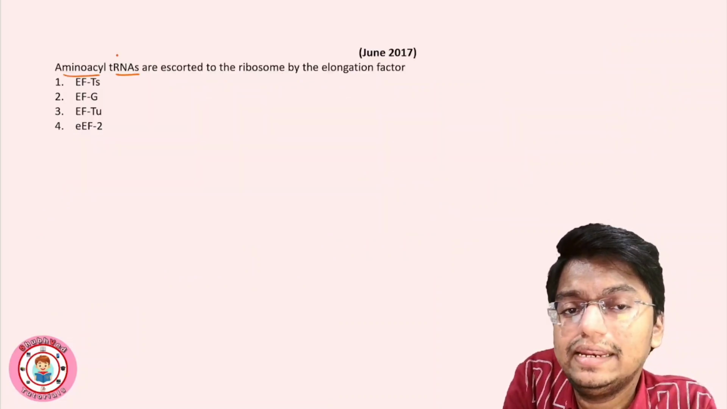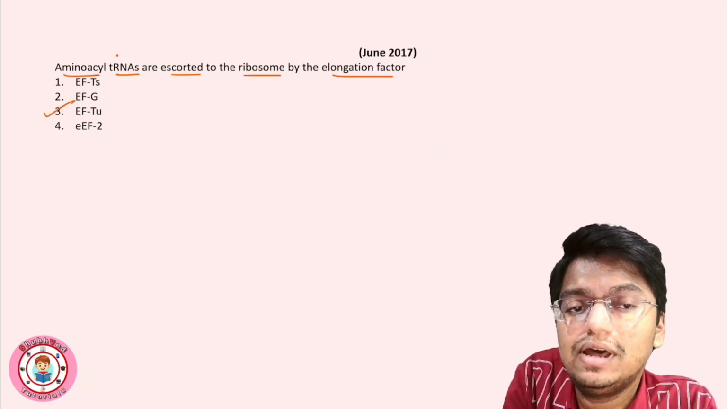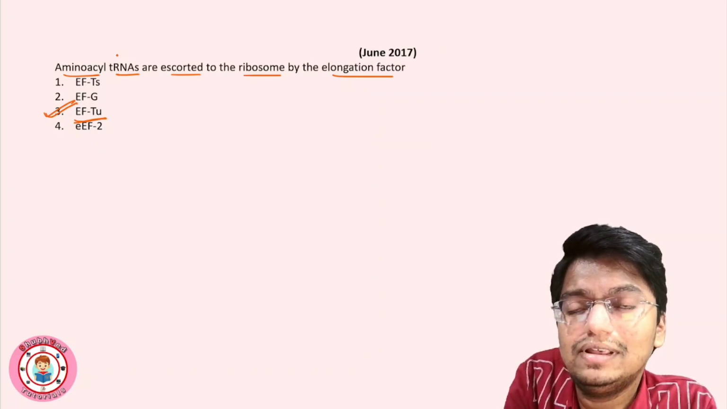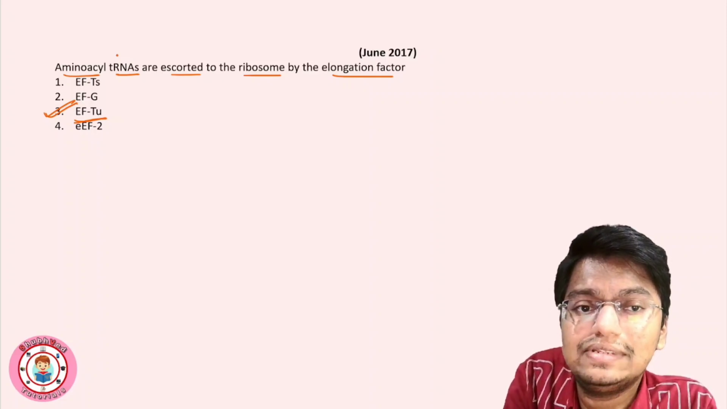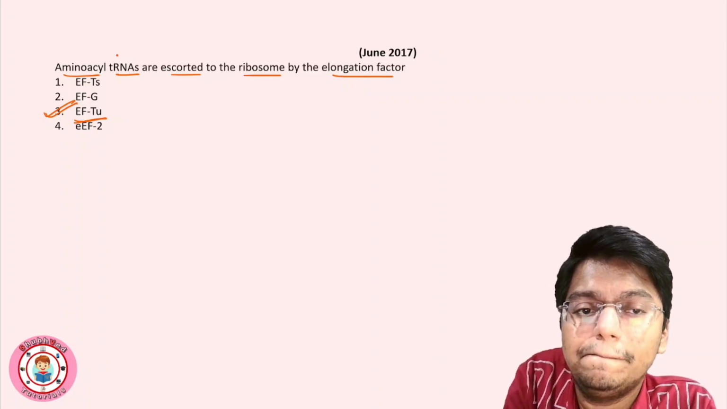Amino acyl tRNAs are escorted to the ribosome by the elongation factor. राइट, अभी ये elongation से है क्वेश्चन ट्रांसलेशन, तो इसका डायरेक्ट आंसर है EF-Tu ऑप्शन 3. ओके, सो हमने पूरा ट्रांसलेशन प्रोसेस डिटेल में डिस्कस किया है इन मॉलिक्यूलर बायोलॉजी. राइट, मॉलिक्यूलर बायोलॉजी हमने पूरा डिस्कस किया है विथ टिप्स एंड ट्रिक्स टू रिमेम्बर. राइट, बिकॉज वो कॉम्प्लेक्स होता है. आई हैव ट्राइड टू मेक देम इजी. ओके, so please watch that video and then solve these questions.